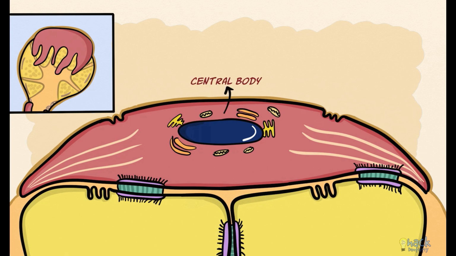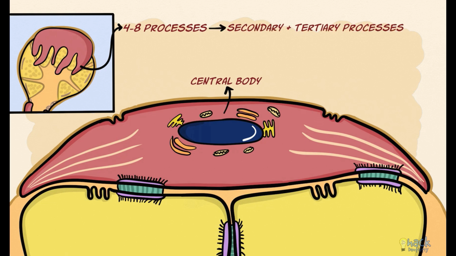Myoepithelial cells have a central body with 4 to 8 cytoplasmic processes. These processes may further branch out to secondary and tertiary processes, thus securely hugging the acinar cells. They have a flattened nucleus in their cell body with cytoplasmic organelles around it.